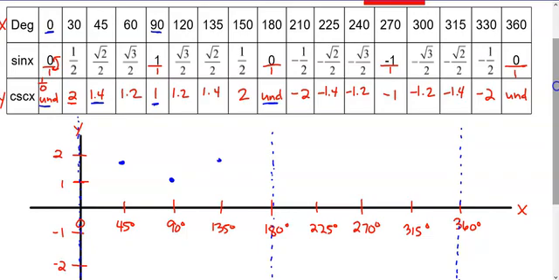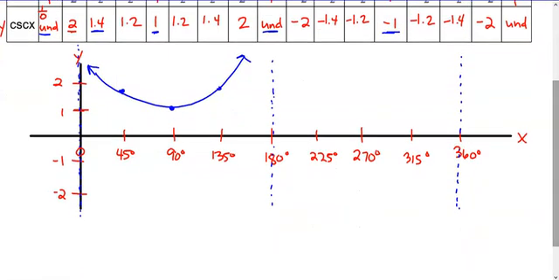We end up making these parabola-looking things, like that. Make those as neat as possible. Then I'm going to go to 270 degrees, which is -1. So somewhere down here. And then let's see, at 225 degrees, we are at -1.4. Somewhere in here. 315, we are symmetrical.